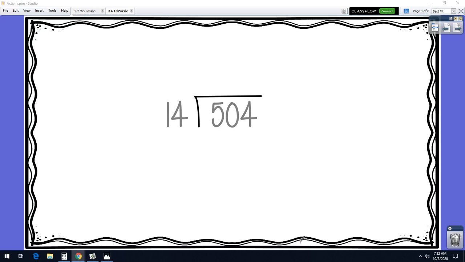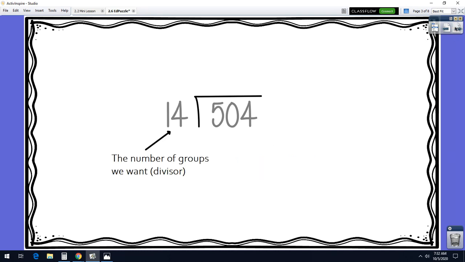Hey guys, today we're going to practice dividing by two-digit divisors. So we see our division problem, 504 divided by 14. Now when we say dividing by two-digit numbers, the number that we've been dividing, of course, that's called our dividend, the number we're dividing. That's been more than one digit for a long time. But what we're going to focus on today is what's called our divisor.